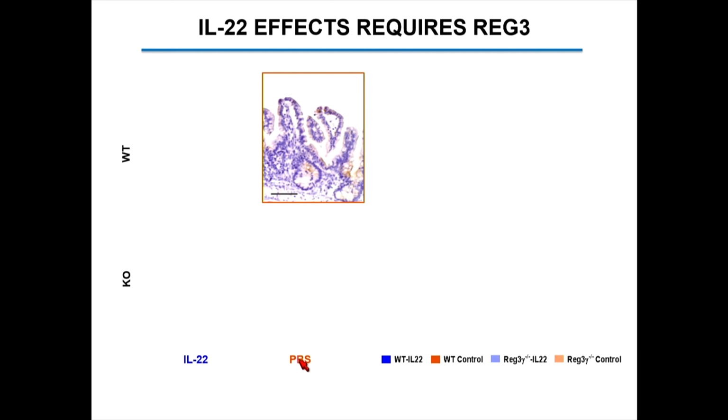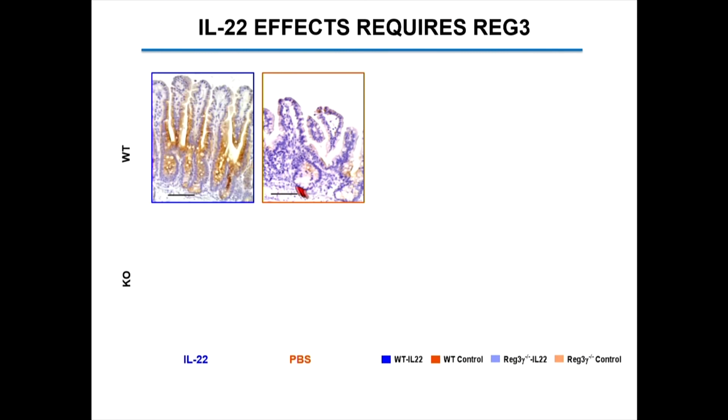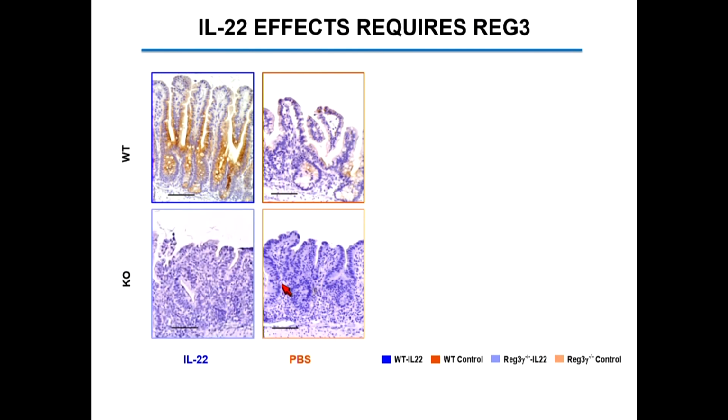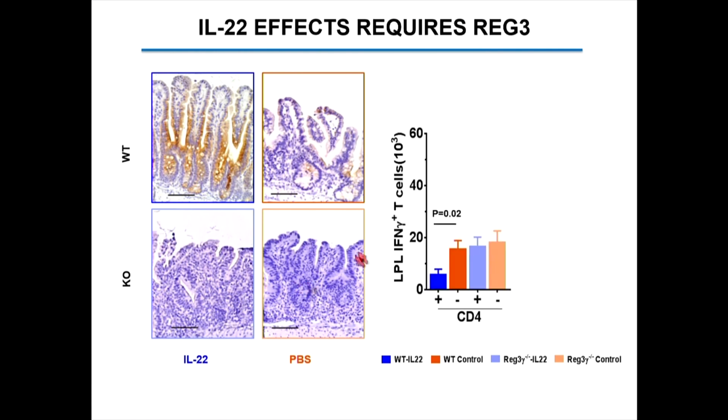We then went on to say, does IL-22 require Reg3 to work? So here is a wild-type animal with GVHD and getting phosphate buffered saline. You can see just a little bit of Reg3. If you give IL-22, you restore the villus length, and you see lots of Reg3. Here's the knockout animal. The GVHD is even worse. As you would expect, there's no Reg3 expression when you give IL-22.